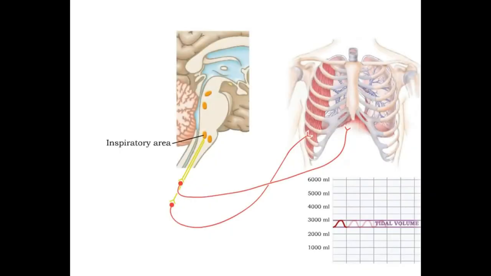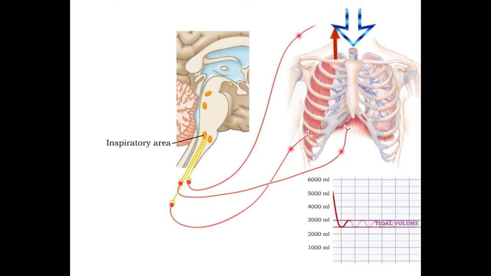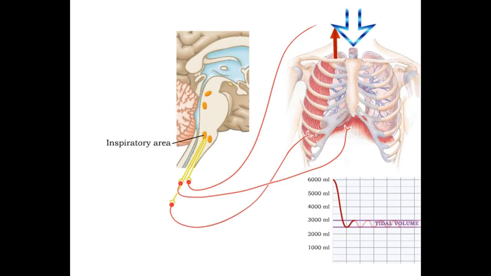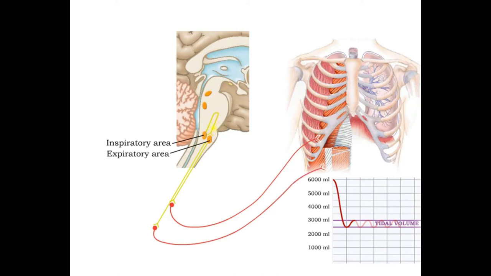Now, let's have a look at what happens during forced breathing. In forced breathing, inspiratory area sends impulses to accessory inspiratory muscles, resulting in forced inspiration. Inspiratory area also activates expiratory area. Expiratory area sends impulses to contract expiratory muscles, which are internal intercostal muscles and abdominal muscles, resulting in forced expiration.